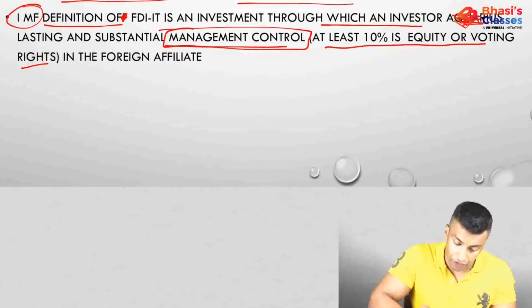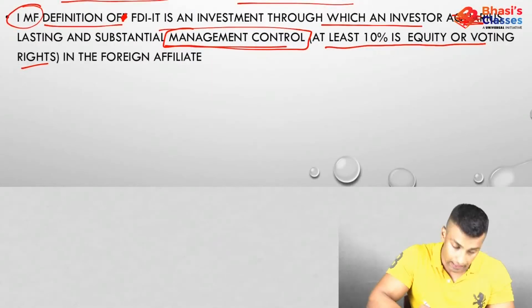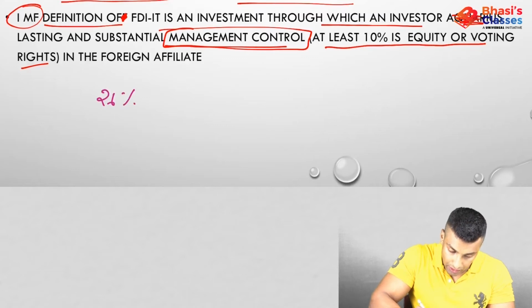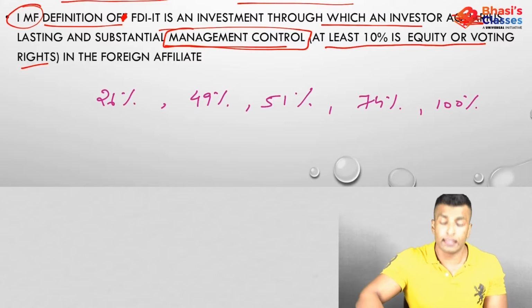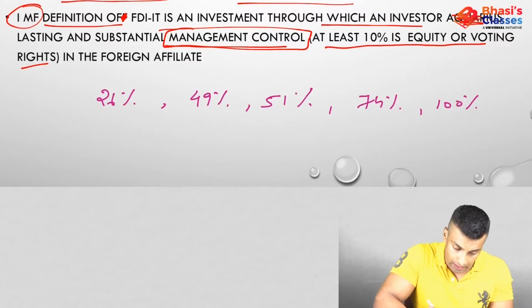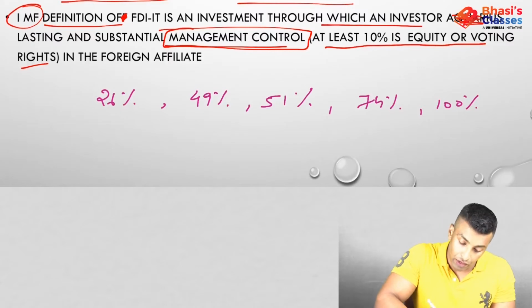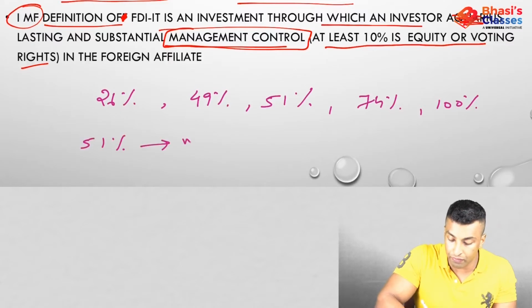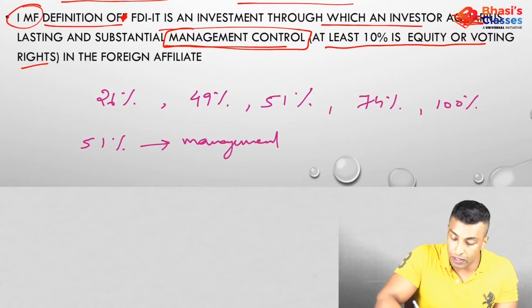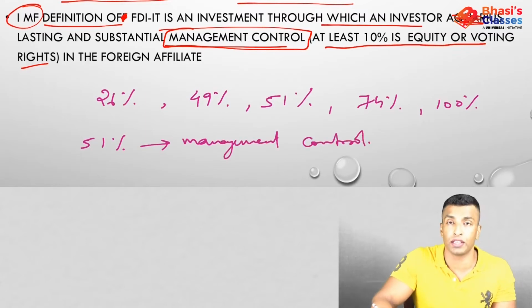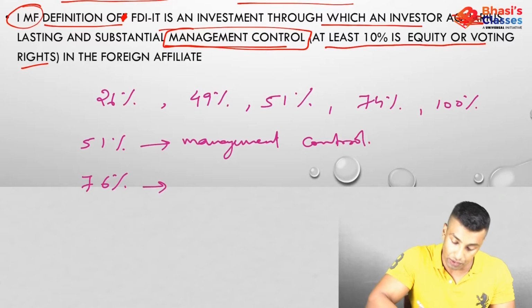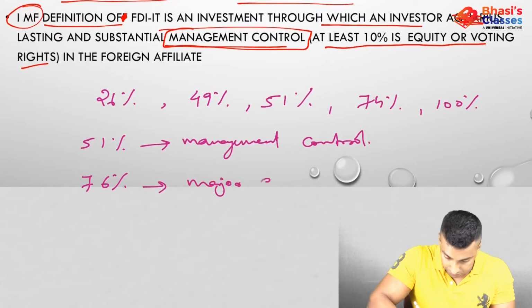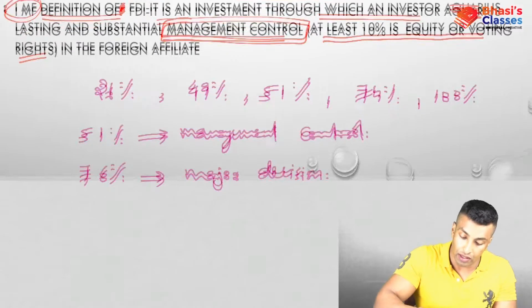Now you might have heard these different ceilings. Let's quickly look into them. You have seen 26%, 49%, 51%, 74% and 100%. These are the different ceilings. Before I explain these, understand that for management control you need to have 51% of the shareholding, and if you have 76%, you can take major decisions.